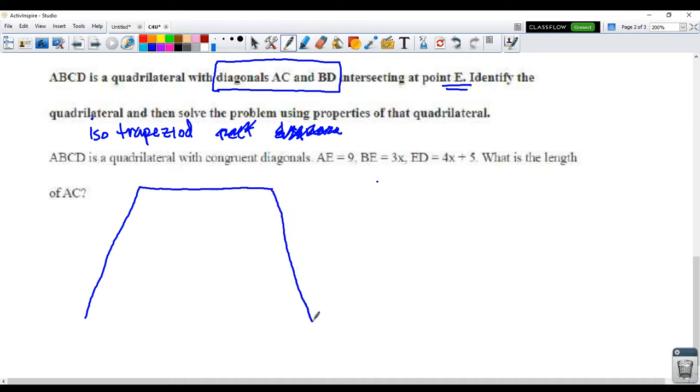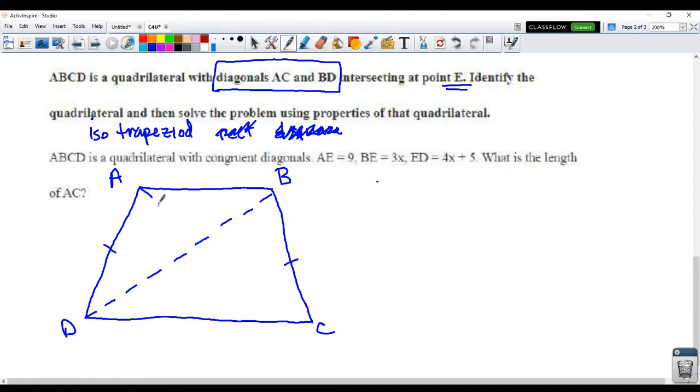Okay, so here are your legs that are equal in an isosceles trapezoid. So we draw them so they kind of look equal. Okay, so here we have A and B and C and D. This is one diagonal that goes from B to D. And here's your other diagonal that goes from A to C. Now these things meet here at point E.